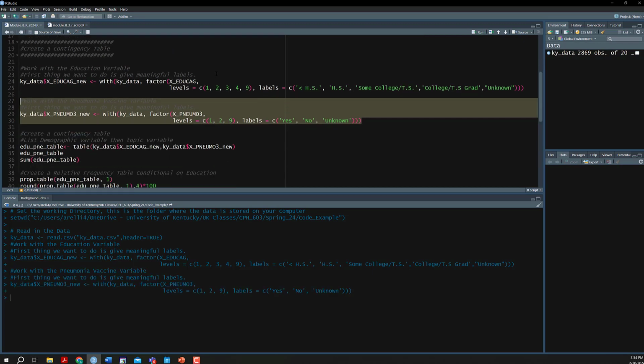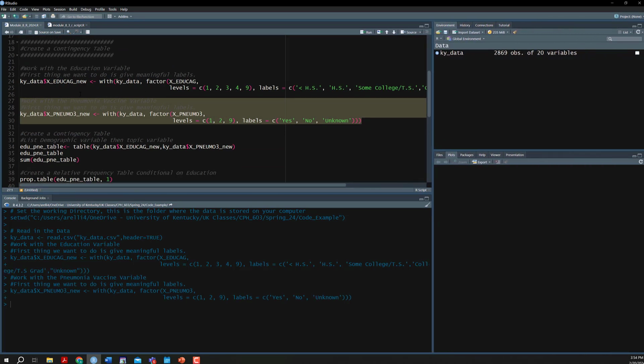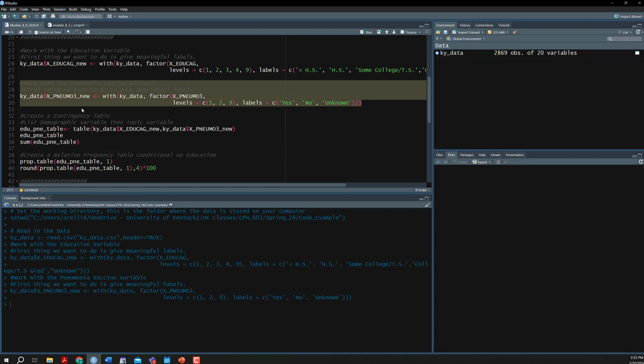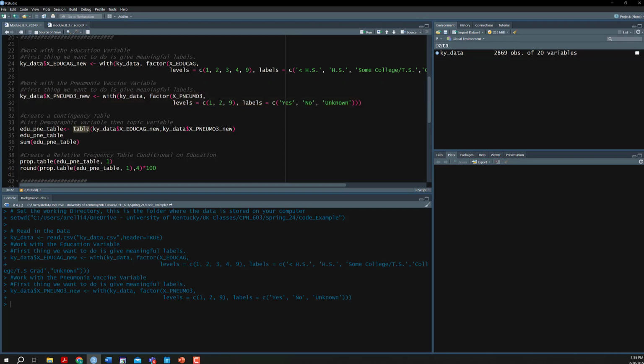Right. Next, I'm going to create a contingency table to compare both the education variable, my demographic variable, to my vaccine variable, which is a topic variable. To create a contingency table, we're going to use the table function. I first need to give this table a name. This table is going to compare education and pneumonia vaccine, so I've given it some abbreviations here: EDU for education, underscore PNE for pneumonia. When you do this on your own, you'll give it some meaningful abbreviations.